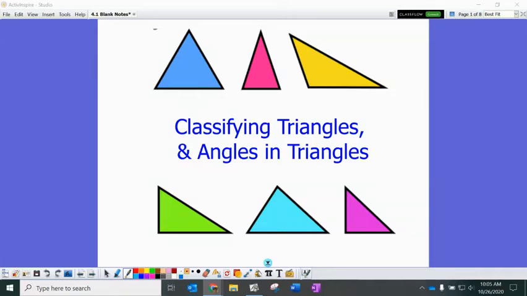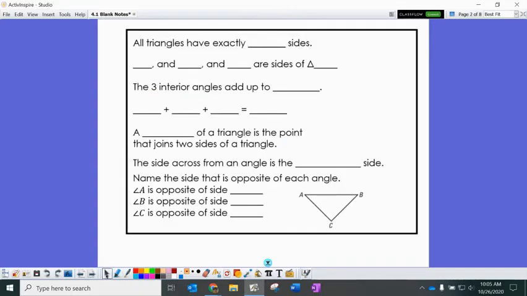Today we're talking about classifying triangles and angles in triangles. Now a lot of this will be review, things you already know from previous years, but we're going to take it a little further in geometry. First of all, triangles have exactly three sides.